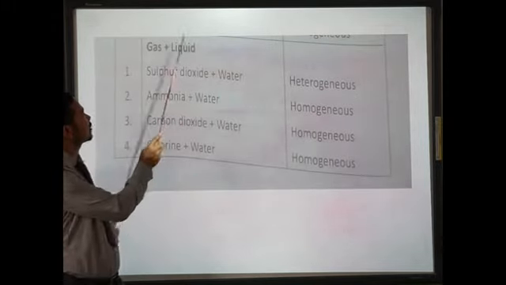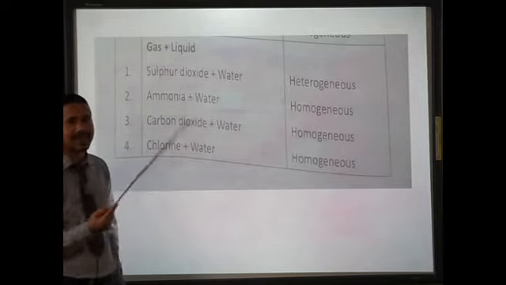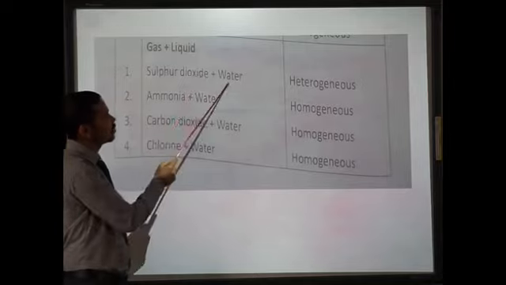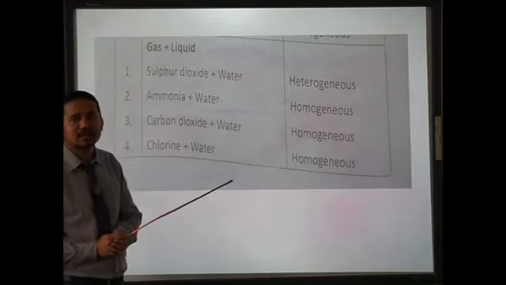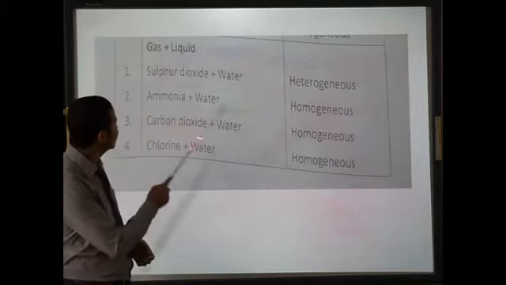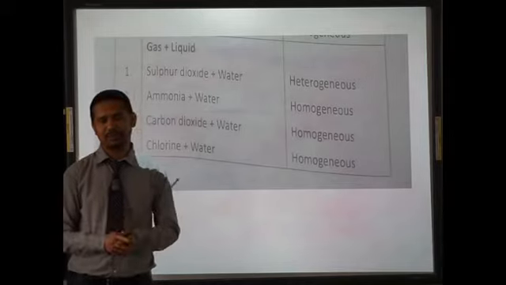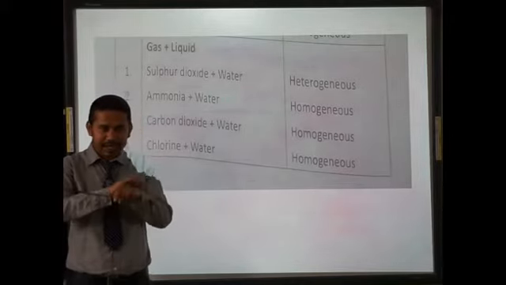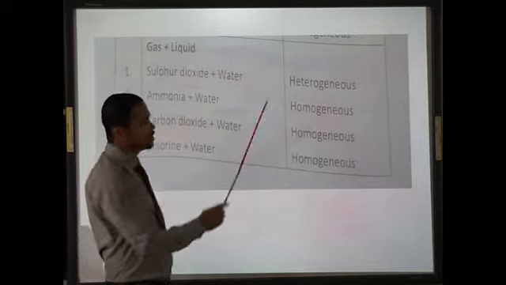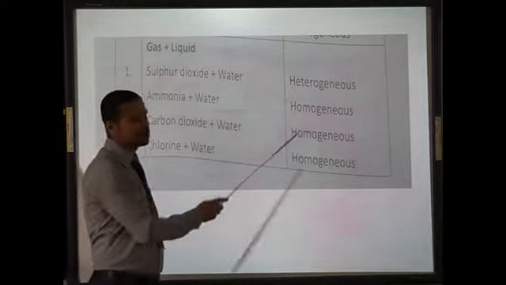Then gas plus liquid, sulfur dioxide plus water. Sulfur dioxide is a gas and water is a liquid. So when you dissolve sulfur dioxide in water, sulfur dioxide does not dissolve in water. So it forms a heterogeneous mixture. Then ammonia and water. Ammonia is highly soluble in water. When you pass ammonia gas in water, it mixes uniformly. So it forms a homogeneous mixture. Carbon dioxide plus water, homogeneous.